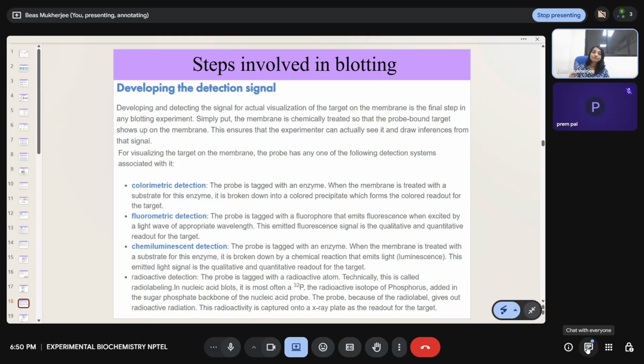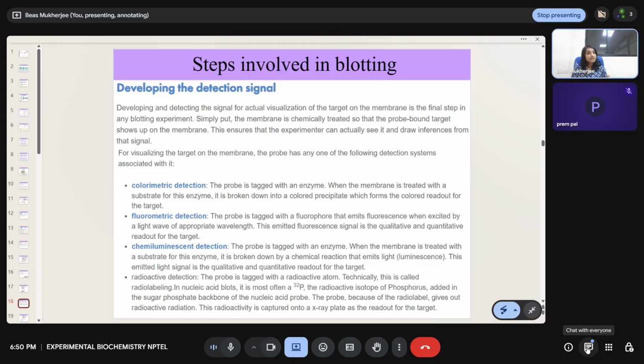Radioactive detection. The probe is tagged with a radioactive atom. This is the most sensitive technique. Technically, this is called radio labeling. So in nucleic acid blots, it is often a phosphorus-32 label, the radioactive isotope of phosphorus, added in the sugar phosphate backbone of the nucleic acid probe. The probe, because of the radio label, gives out radioactive radiation. This radioactivity is captured on X-ray plate. It will come as a dark black band, right?